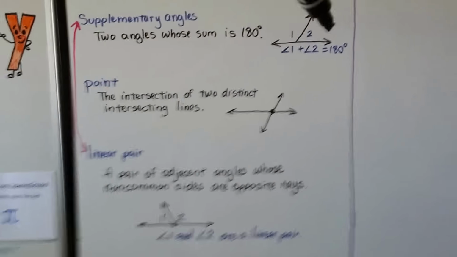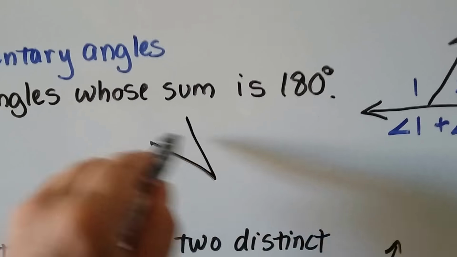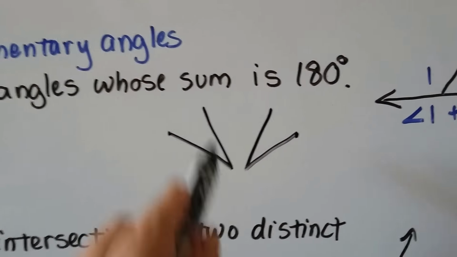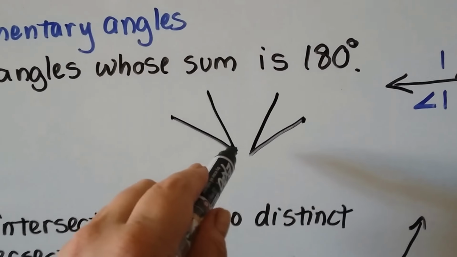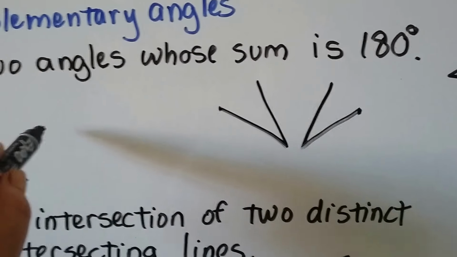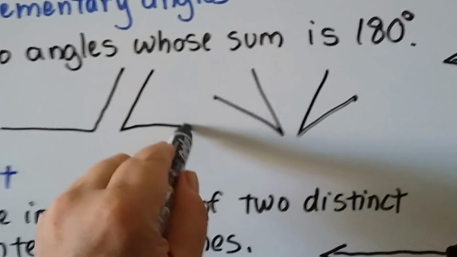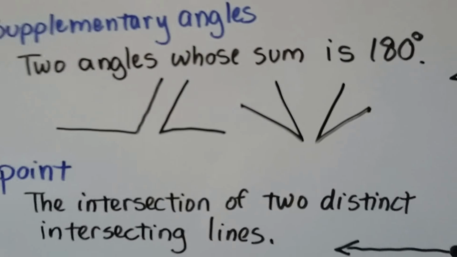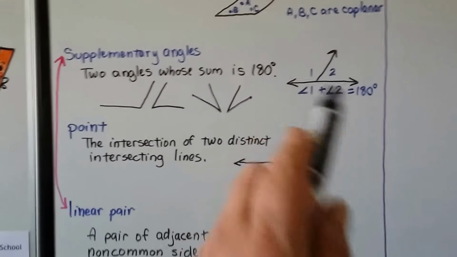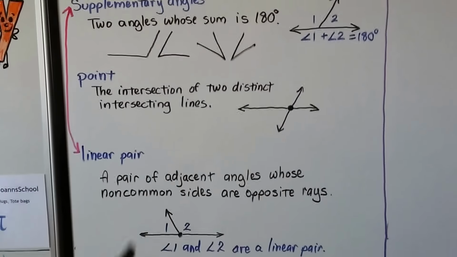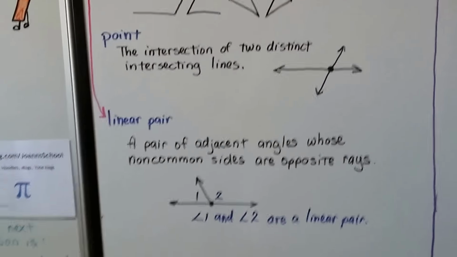But remember, supplementary angles don't have to be right next to each other. We could have an angle like this that's 45 degrees and an angle like this that's 45 degrees. They're not even touching, you know? And that could be complementary. And we could have an angle over here like this and another angle like this, and that makes 180, and those are supplementary. So supplementary and complementary don't have to be touching each other. They don't have to have common rays or anything, okay? But a linear pair, yes. And a linear pair is therefore supplementary, okay?